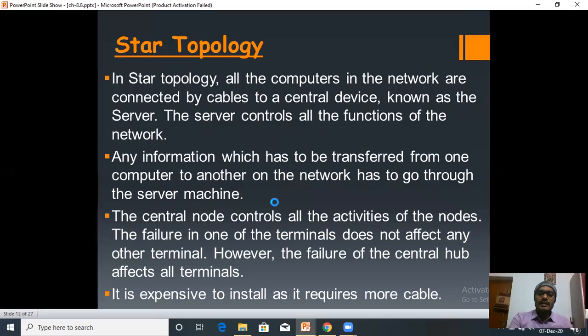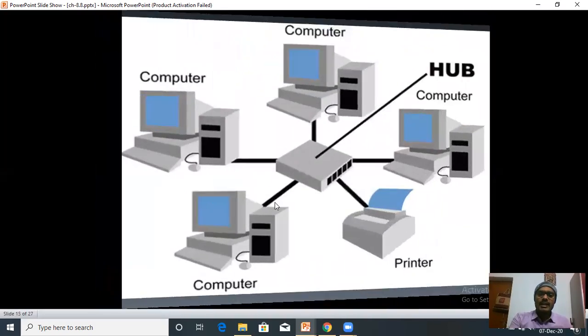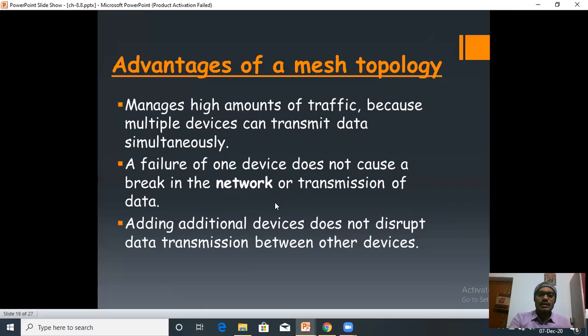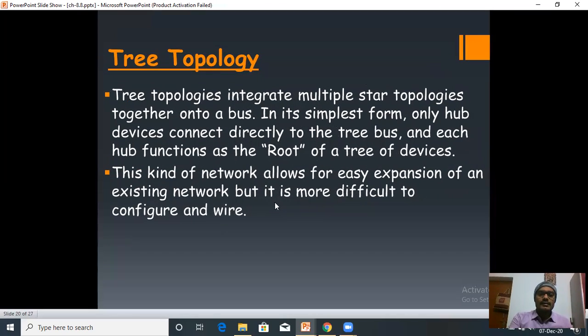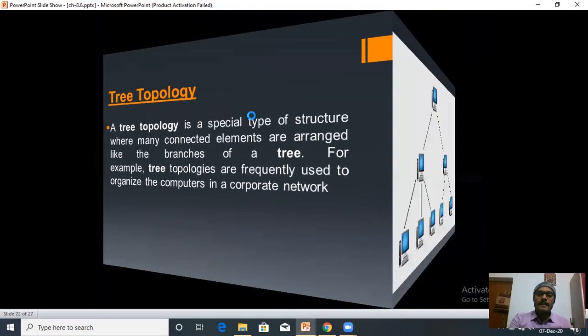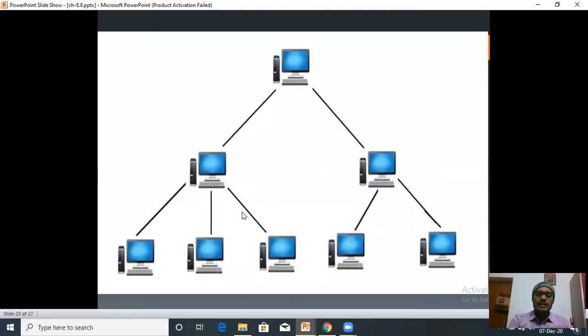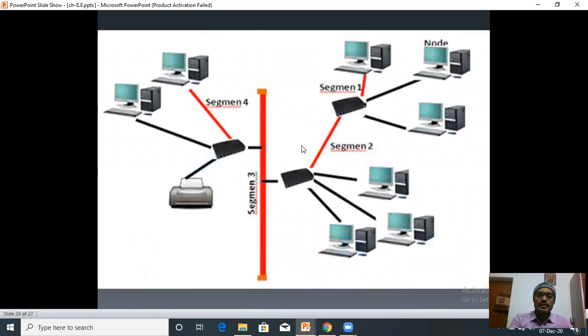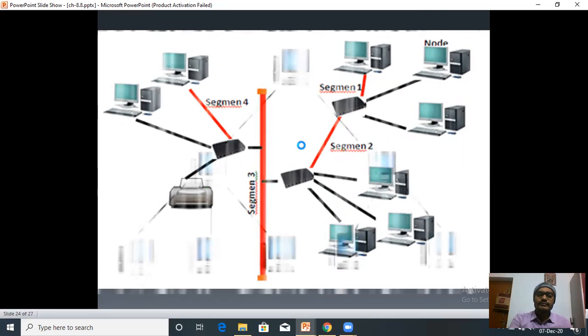So a tree network is something like that, but you can see the difference. Tree topology integrates multiple star topologies together onto a bus topology. It means you can see many star topologies connected in a series. So it is the combination of bus topology as well as star topology. You can see the picture of a tree topology.